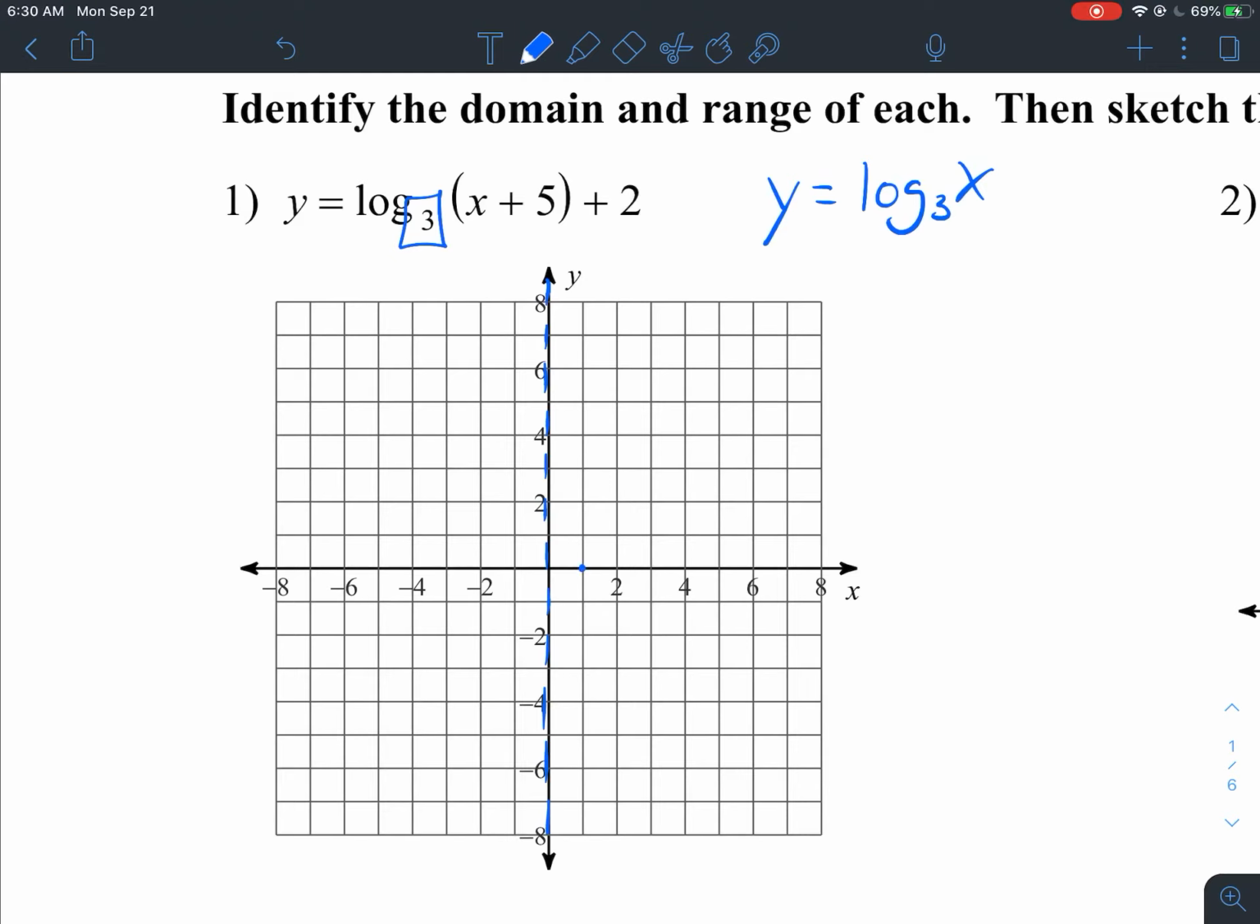Then these parent functions also have a point at 1, 0. And the reason for that is anything to the first power gives you 0. So this is always a point on a parent function graph. Then the next point occurs at the base, which in this case is 3, 1. So it's always base, 1. Here our base is 3, so it would happen at 3, 1.